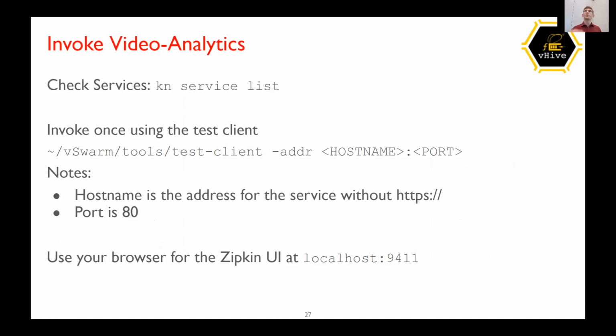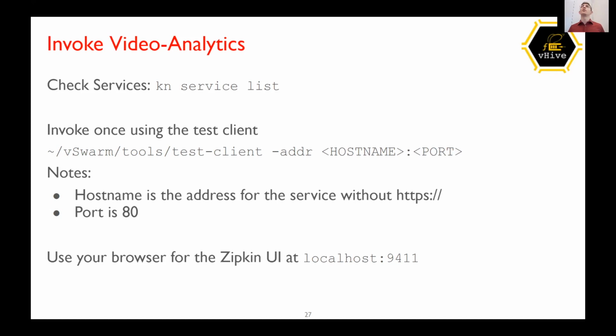Then the streaming is basically the first function you need to invoke, which will then pass on data to the other functions. So you will need its host name, which is the address that you get when listing the services, minus the HTTPS at the front. You can use a test client that is provided by vSwarm to issue a single invocation to this service, from which you will get back a list of objects if it successfully executes.